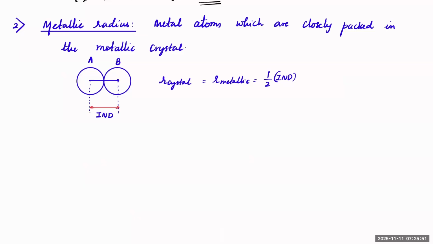Next, metallic radius. Atoms which are closely packed in the metallic crystal, that is called the metallic radius. Usually here we will have the overlapping radius when it comes to covalent character, but in ionic radius they will be touching each other like this. So you can see internuclear distance is this long here, and radius of the crystal is equal to radius of the metal, which is equal to half of internuclear distance.